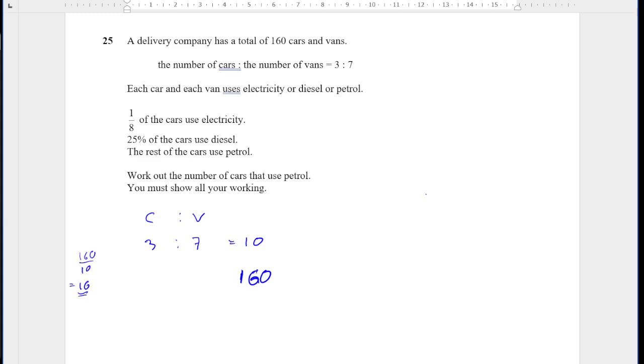Then we're just looking at cars. So the cars are either electric, diesel, or petrol. So we know that 1/8 are electric. We know that 25% are diesel. What we don't know is the number that are petrol.